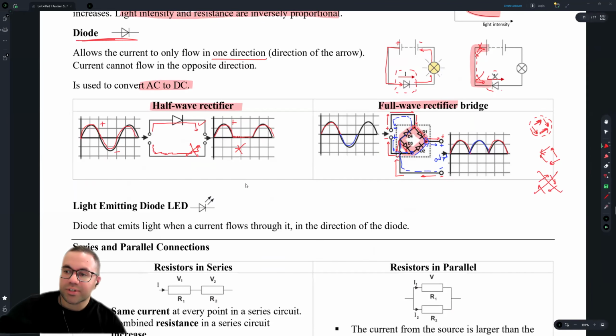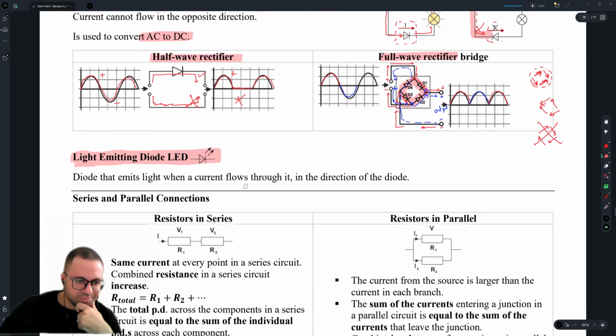Finally, what is an LED or a light emitting diode? It's just a diode that shines bright, gives out light when a current goes through it. That's it. So it's basically a diode, but it's got the extra function of glowing or like emitting light.